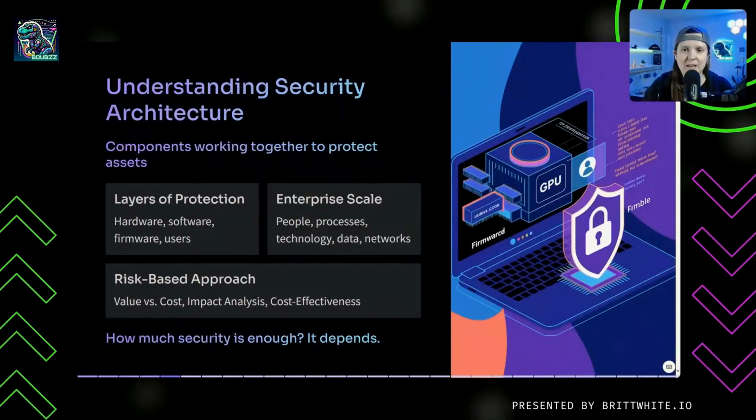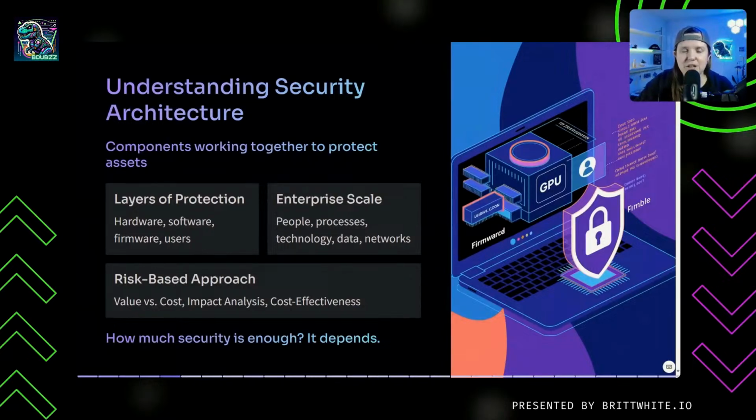Everything needs to be working together seamlessly while staying secure. The million-dollar question is always, how much security is enough? And the answer, as always in security, is it depends. It depends on the value of what you're protecting compared to the potential impact if something goes wrong. And it needs to be cost-effective. We wouldn't spend thousands of dollars on a high-security vault door to protect a closet full of old newspapers, right? It's all about balancing the risk, cost, and usability.